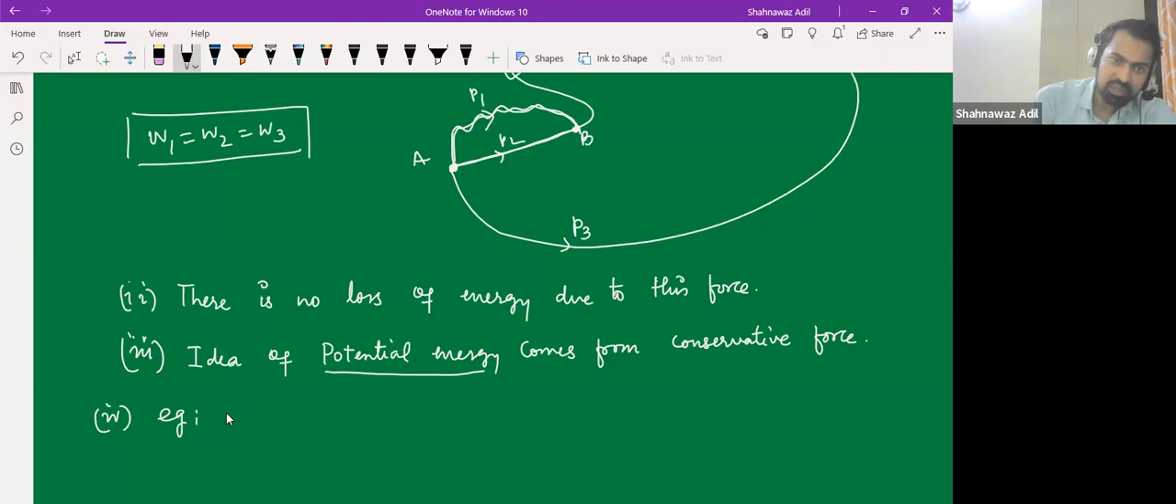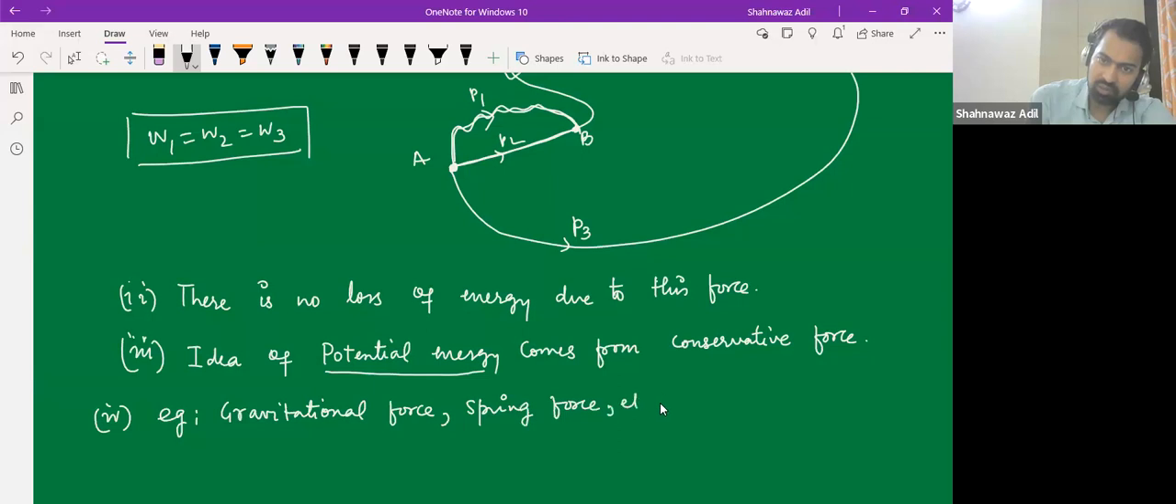So what are the examples of conservative forces? The examples are gravitational force, spring force, and electrostatic or electromagnetic force. These kinds of forces are the examples of conservative forces.